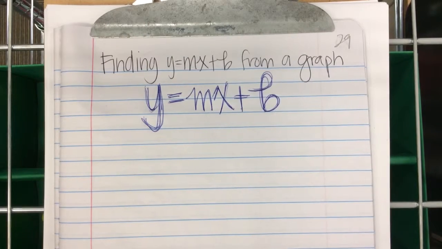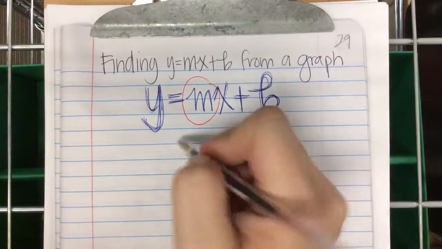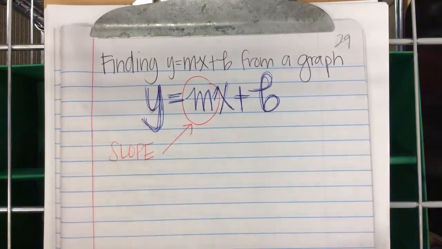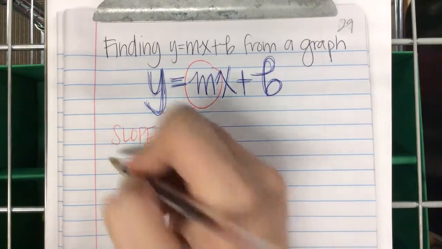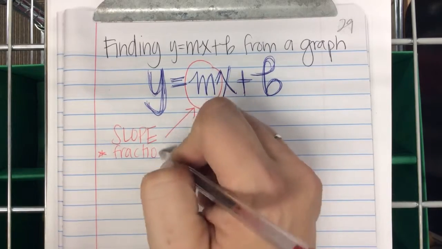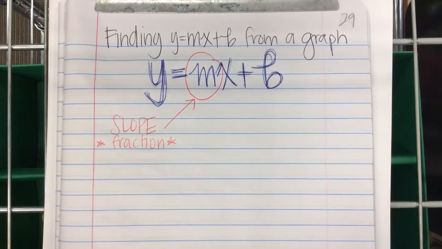Okay, so y equals mx plus b. Do not forget that m is the slope. Do not forget it must be a fraction. I have lots of people, not lots, more than I should, simplifying their fraction into a decimal.